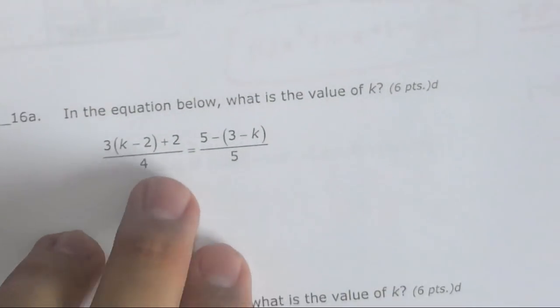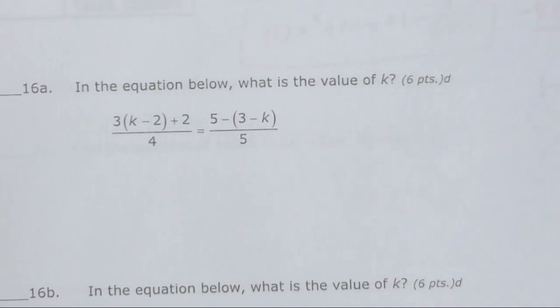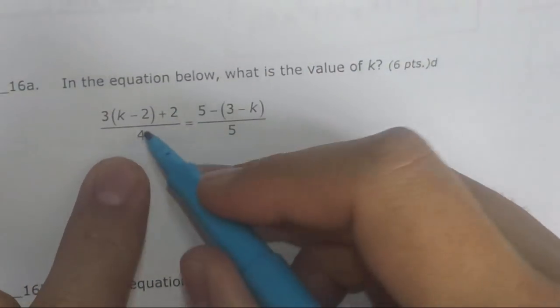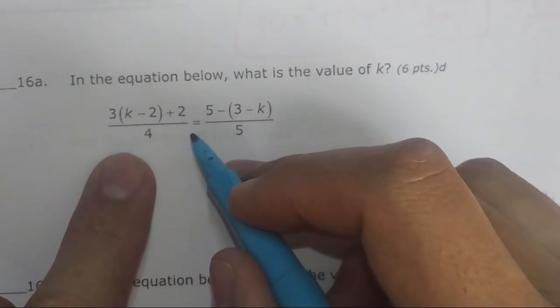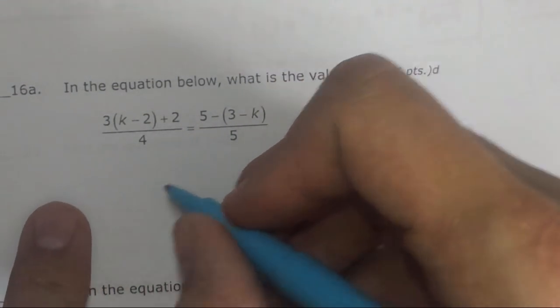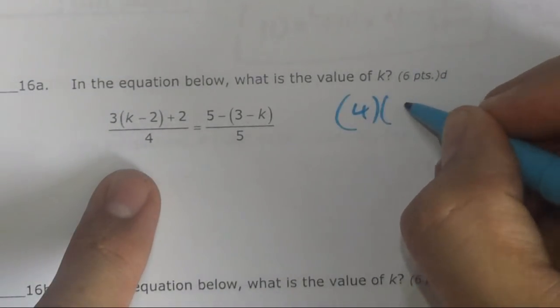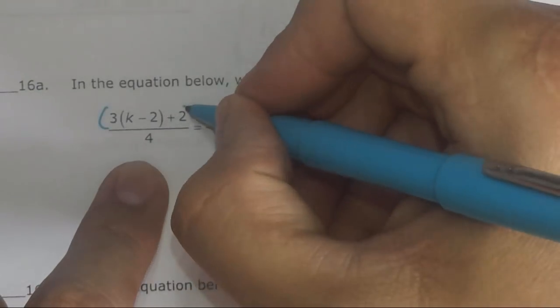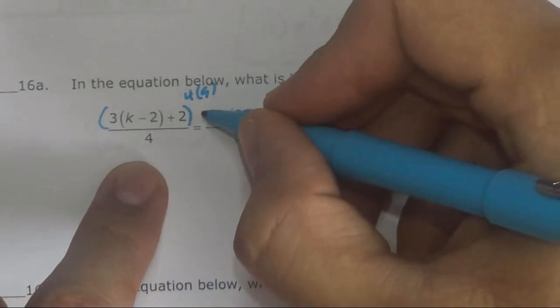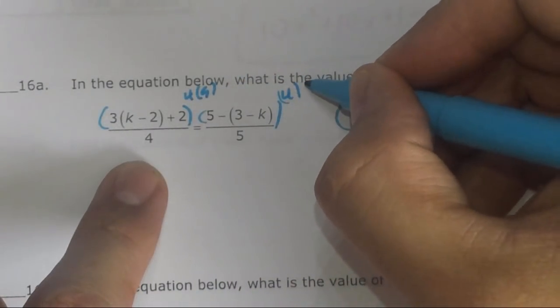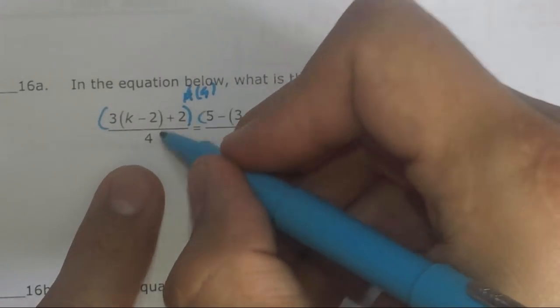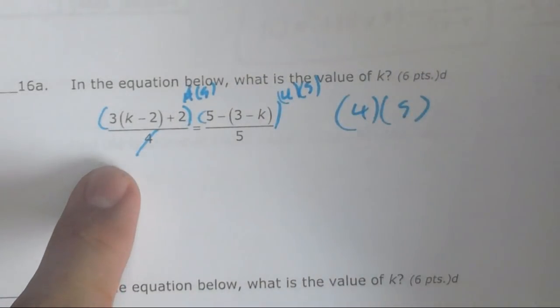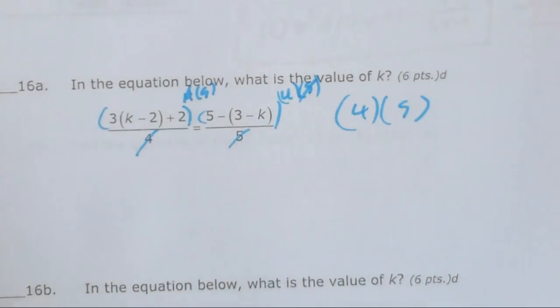Okay, now we're going to go to 16. If I look at 16, it looks kind of complicated, but the least common denominator is going to be pretty straightforward. It's going to be 20. So my least common denominator is 4 times 5. When I multiply this side times 4 times 5 and this side times 4 times 5, the 4's cancel and I'm just left with multiply by 5. Here the 5's cancel.